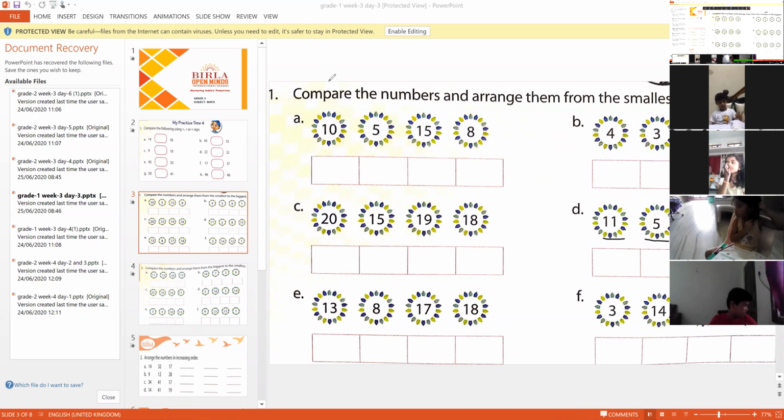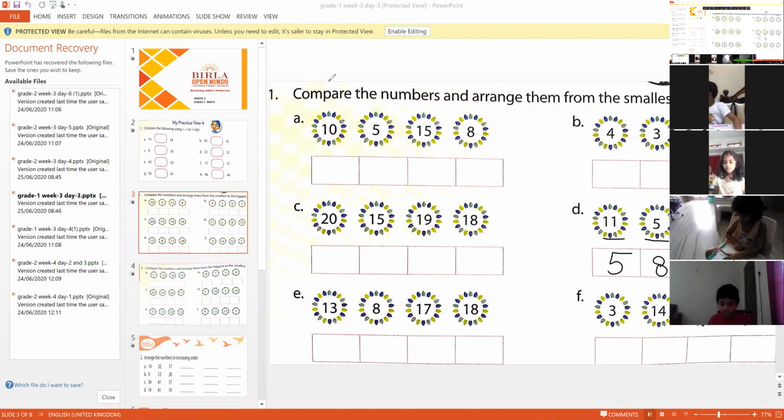But we have to find out which number we have to write first. So will we write 5 or 8 first? See, children, we know that 5 is always smaller than 8. So in the first box, what will we write? We will write 5. After 5, what is that number? 8. Those who have completed, please keep on checking your answers.